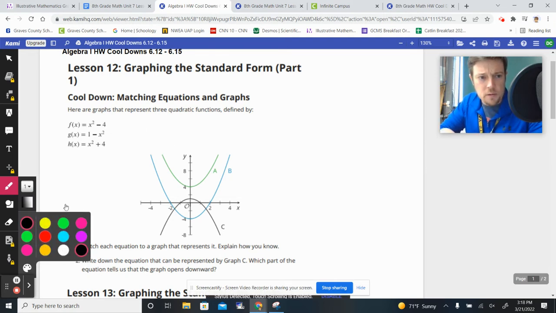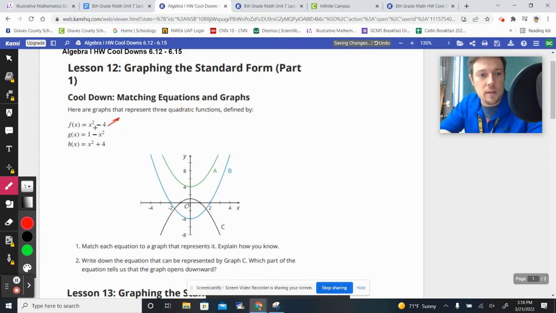Let me use a different color. Let's use red. So F. Well, F is a positive coefficient with a -4 constant. So this -4 constant is going to put me with a y-intercept of -4. So -4 would be this one. So I'm going to match that one up with B. And my reasoning is the y-intercept equals -4. That's why I chose that. All right, let's do the next one.